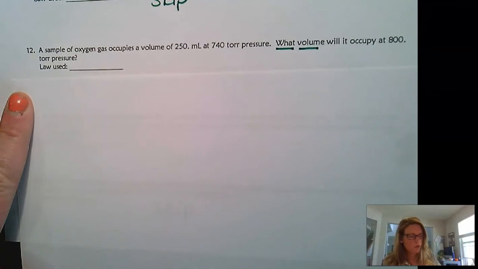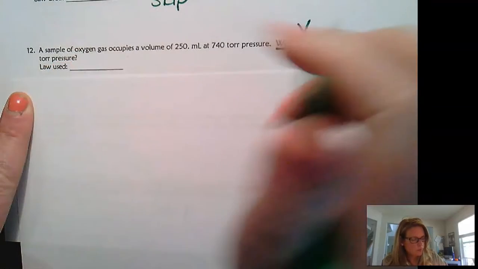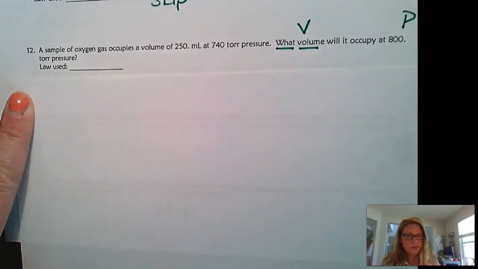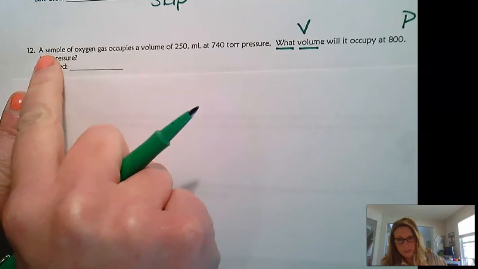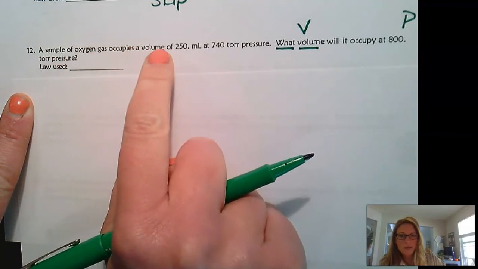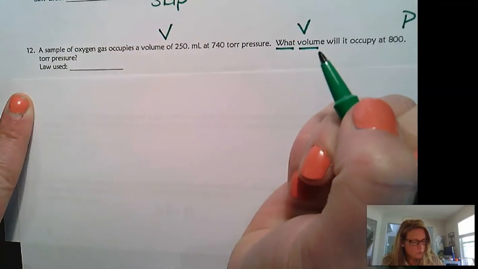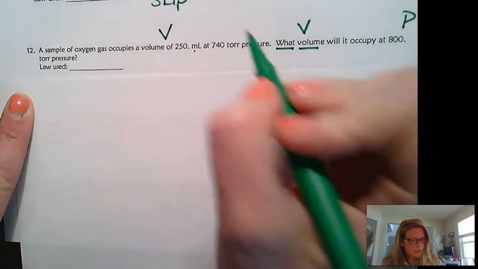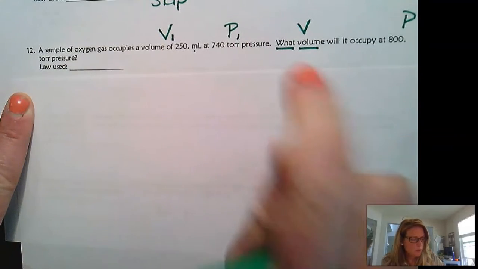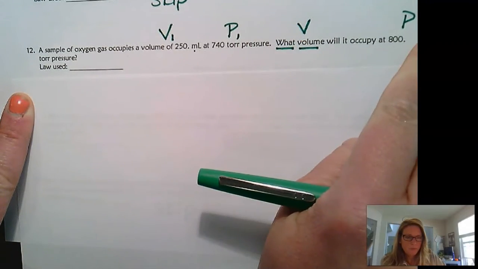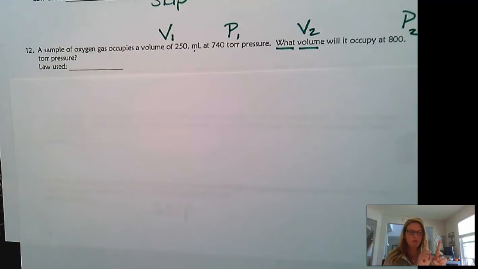So we know we've got volume there. We've got 800 torrs of pressure, so we know that's a pressure measurement. And then if we go back to the beginning, they give us some information here. A sample of oxygen gas occupies a volume, that means takes up a volume, of 250 milliliters at 740 torrs of pressure. So this is where we're starting, and it wants to know where you're headed. So this is going to be 2 and 2. The two are always related.